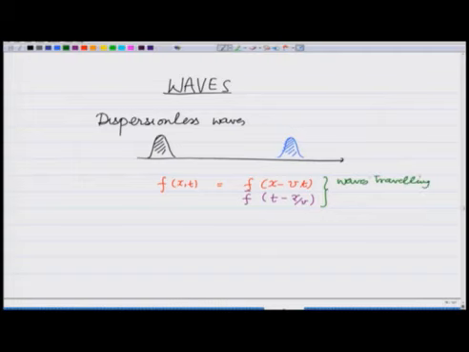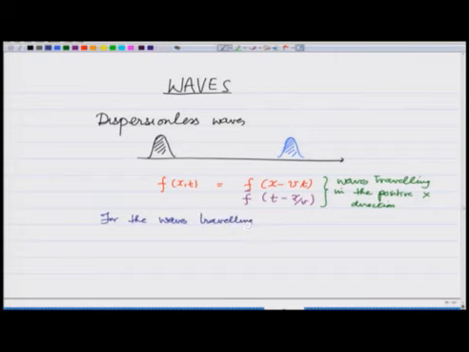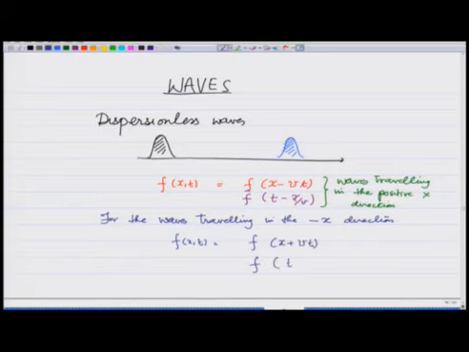So, waves traveling, in the informal language I am calling it to the right, but actually waves traveling in the positive x direction, and for the waves traveling in the negative x direction, this function of (x, t) would be given as some function of x plus vt, or some other function of t plus x over v. So, these are traveling waves, right.